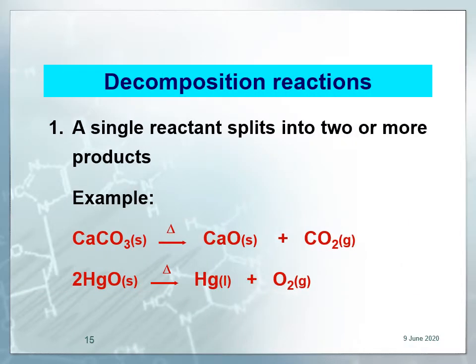The second reaction is decomposition reactions. This reaction involves a single reactant that splits into 2 or more products. In the first example, it shows the reaction of calcium carbonate splitting into calcium oxide and carbon dioxide. In the second reaction, mercuric oxide splits into mercury and oxygen.